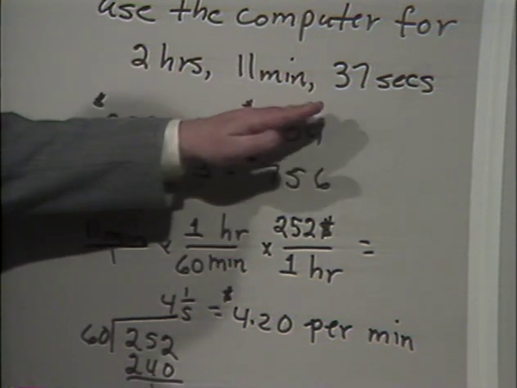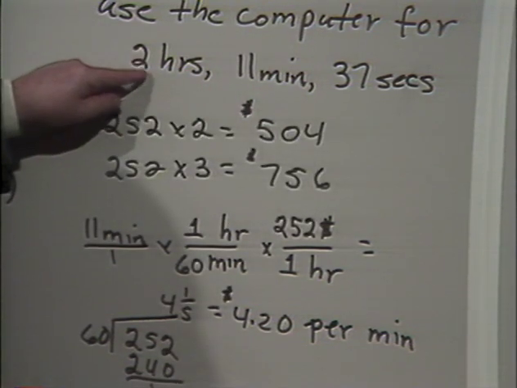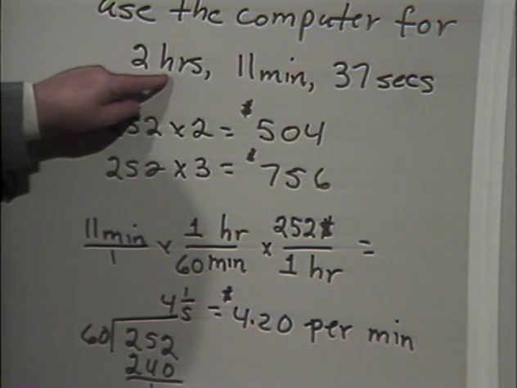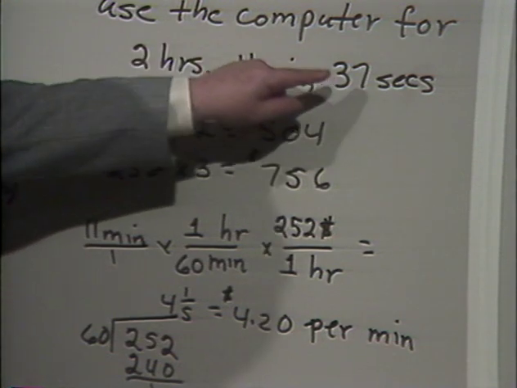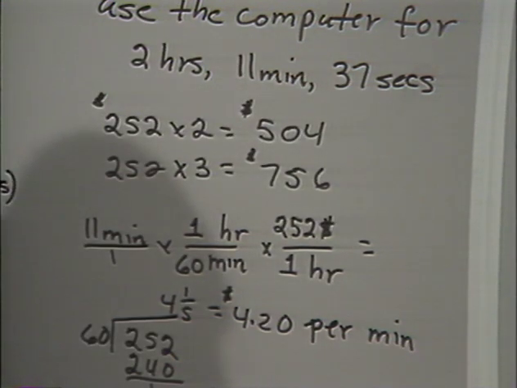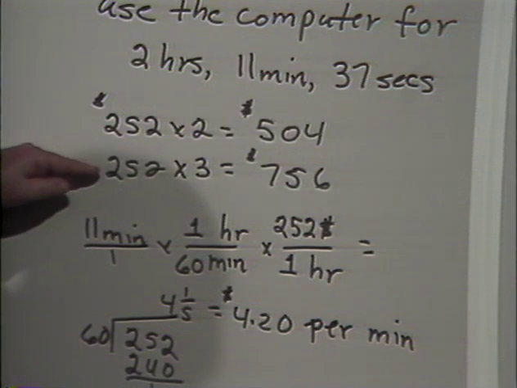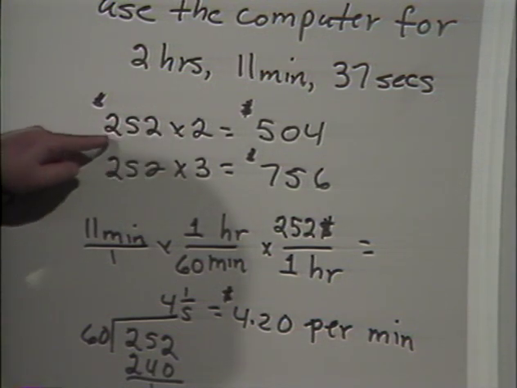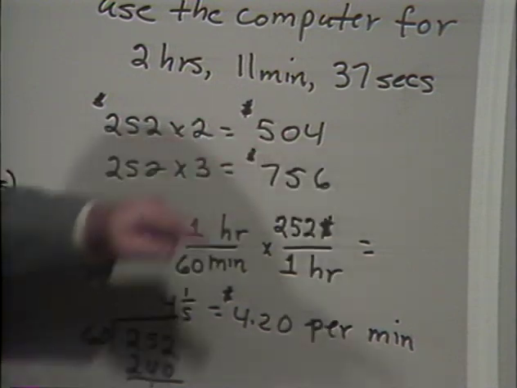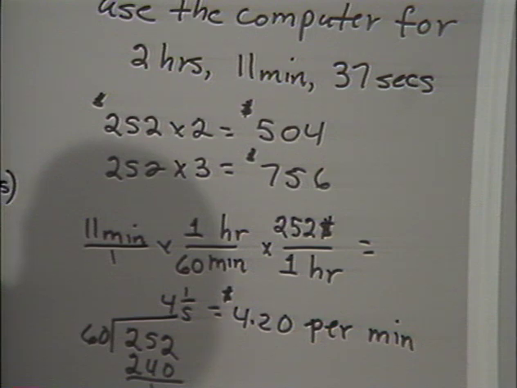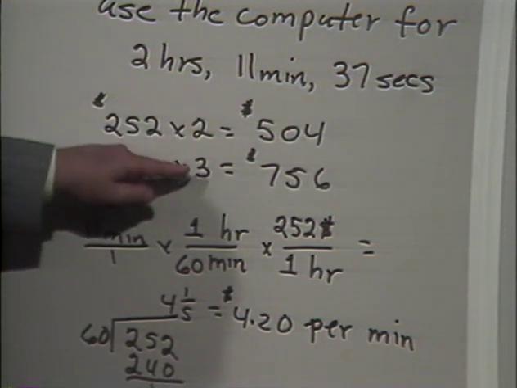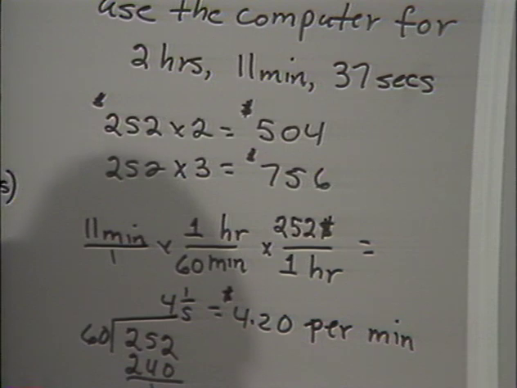I thought what I might like to show you is how the distributive property works over here. I had never thought about this before, but what you could do is find out how much it would cost to use the computer for 2 hours, find out how much it would have cost to use the computer for 11 minutes, find out how much it would have cost to use the computer for 37 seconds, then add them all up, and that would give you the total price. And by the way, before you even start this problem, notice that as an estimate, at $2.52 an hour, for 2 hours it would have cost you $504. For 3 hours it would cost you $756. And since you're using it for a little bit more than 2 hours, you expect that it's going to cost you what?